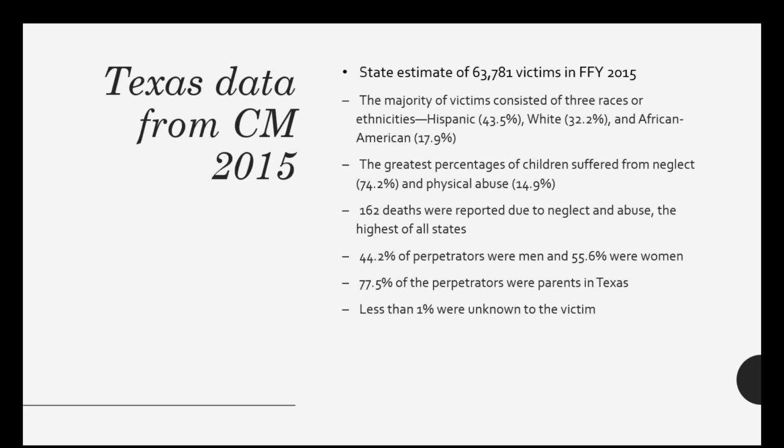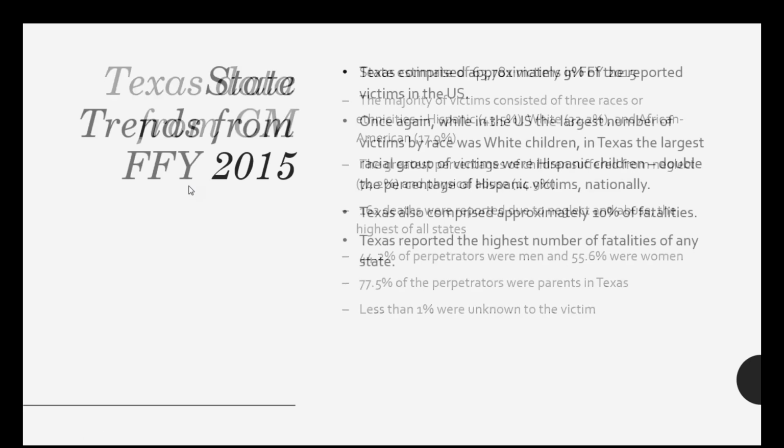We had 162 deaths reported, which is still the highest of all the states and a few more than the year before. We have 44% perpetrators were men and 55% women. That's pretty close to the national average still. And 77% of perpetrators were parents. That still aligns with the national numbers and the year before. And once again, less than 1% were unknown to the victim in Texas.